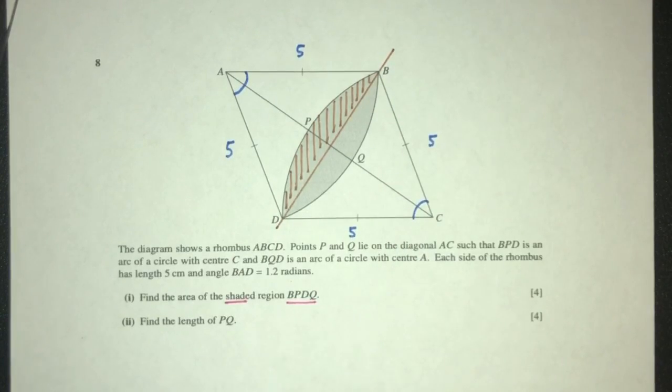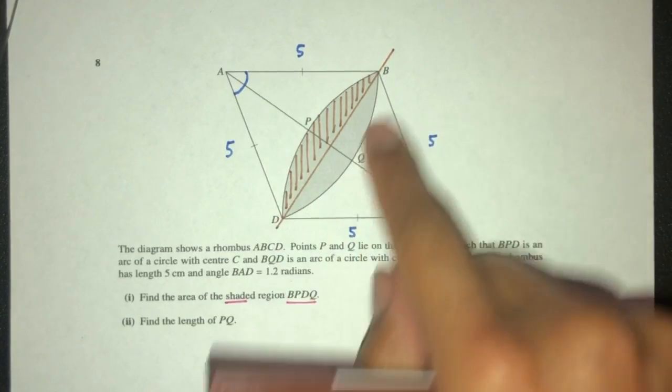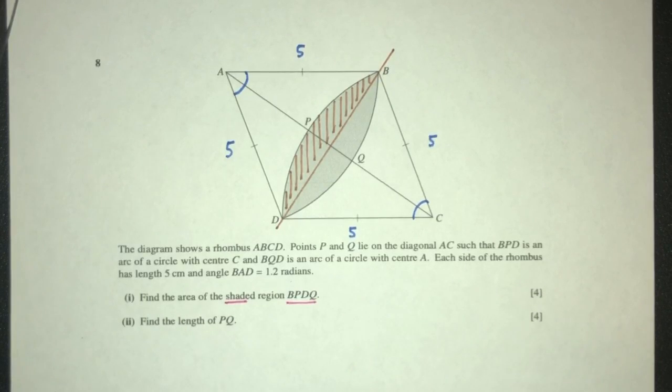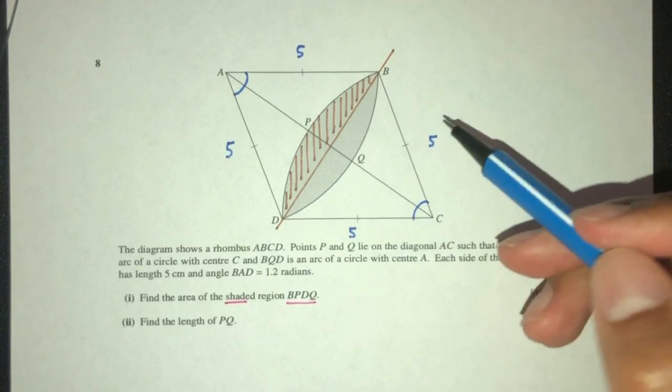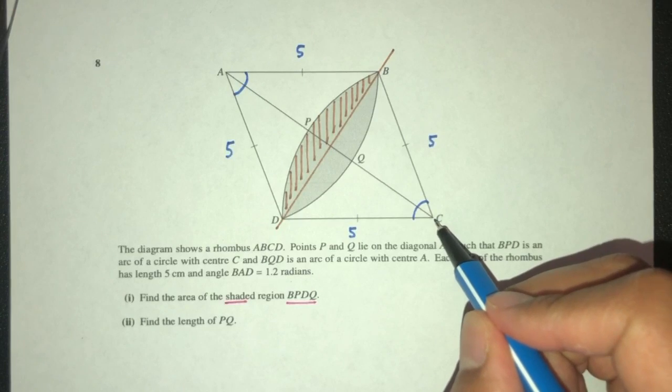Right? And then we can just multiply by 2 to find the area of the whole thing. So let's do that. How would you find the area of this one? Pretty easy. We can first find the area of sector CBD.